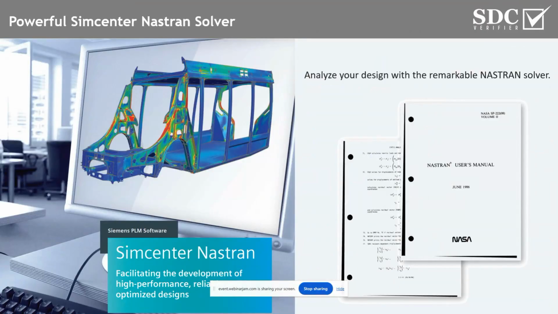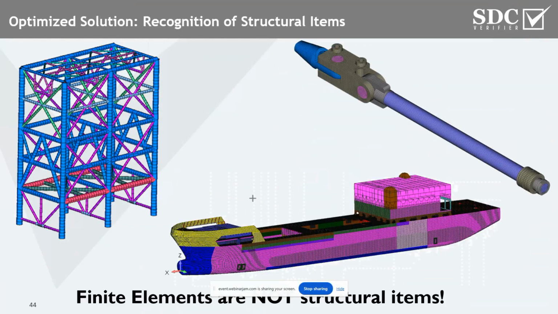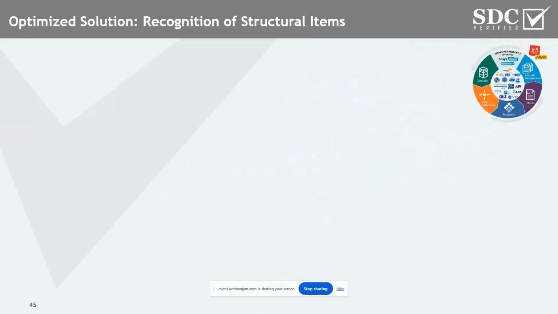So once you got some basic results, stresses, displacements, strain, whatever, some forces, you want to go with checks according to rules, right? But here is a tricky part, because all those nice finite element models are not structural items. These are just finite elements, a set of finite elements. And structural items is something different. So beams, columns, plates, welds, etc. This is something you have to recognize. And this is what we actually do.